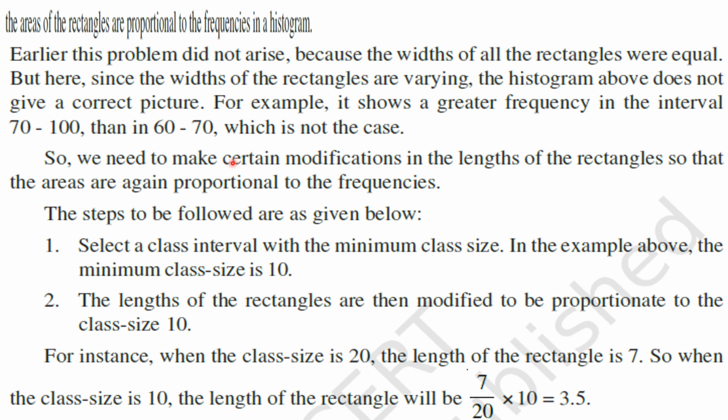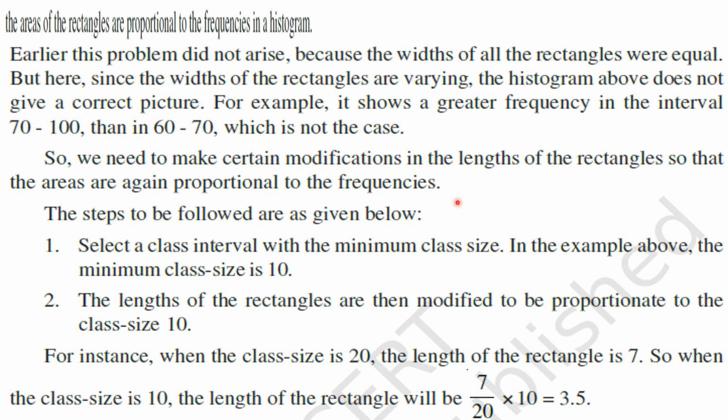In this case, we need to make certain modifications in the lengths of the rectangles so that the areas are again proportional to the frequencies. This is the main point. The areas of the rectangles are proportional to the frequencies in a histogram. Based on this concept, we have to modify the lengths of the rectangles. Okay, my children, understood this point?